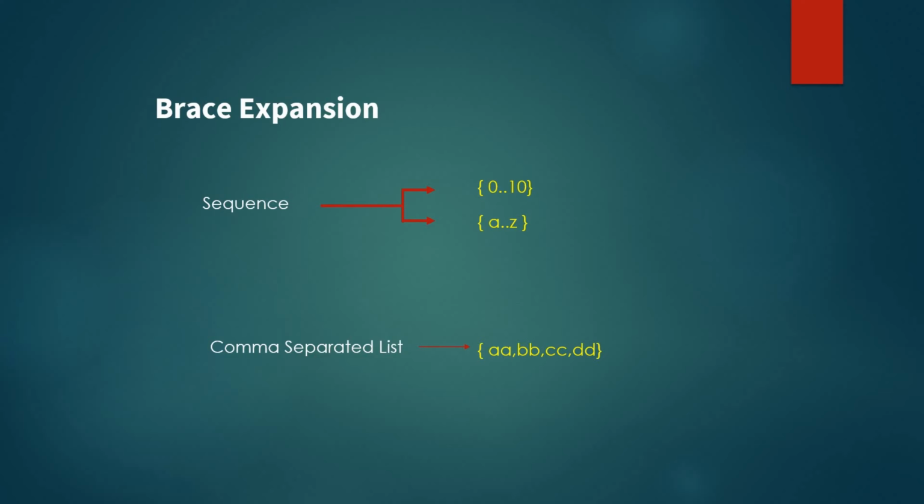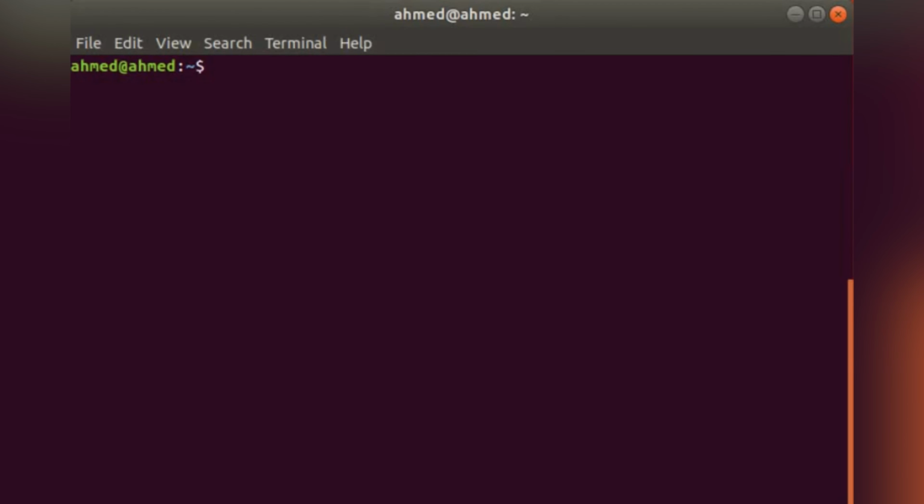Next is brace expansion. The syntax for brace expansion is either a sequence or a comma separated list of items inside curly braces. The starting and ending items in a sequence are separated by two periods. So now let's have a look at an example. Here we'll use the echo command to create strings using the brace expansion.